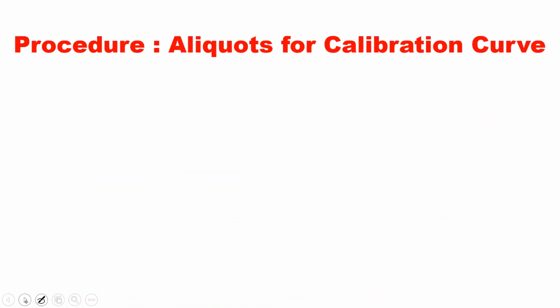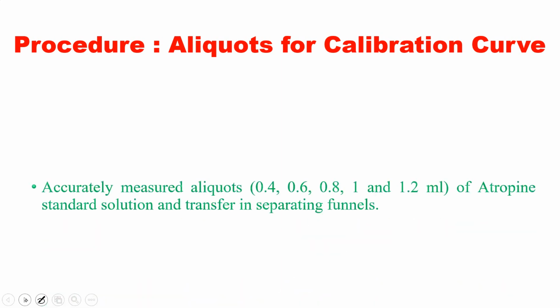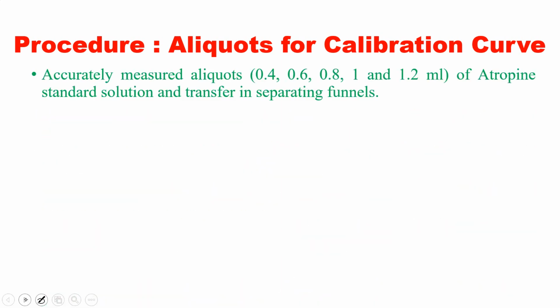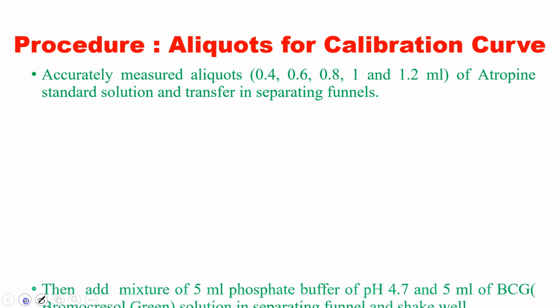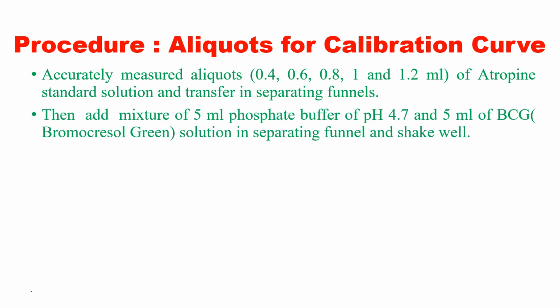Now for the calibration curve we need to prepare aliquots. So accurately measure the aliquots, that is 0.4, 0.6, 0.8, 1 and 1.2 ml. These are 5 concentrations for the calibration curve of atropine, and transfer them to a separating funnel. Don't transfer directly to a volumetric flask. We need to form a complex, and then we need to extract it.